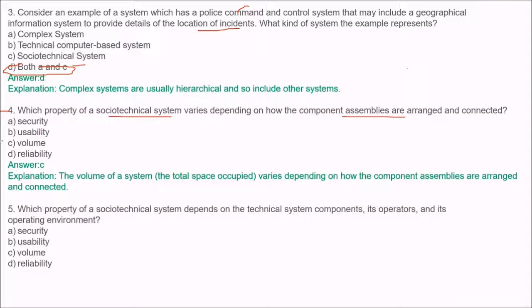The answer is C, volume. The volume of a system, that is the total space occupied, varies depending on how the component assemblies are arranged and connected. So volume of the system is the total space occupied.